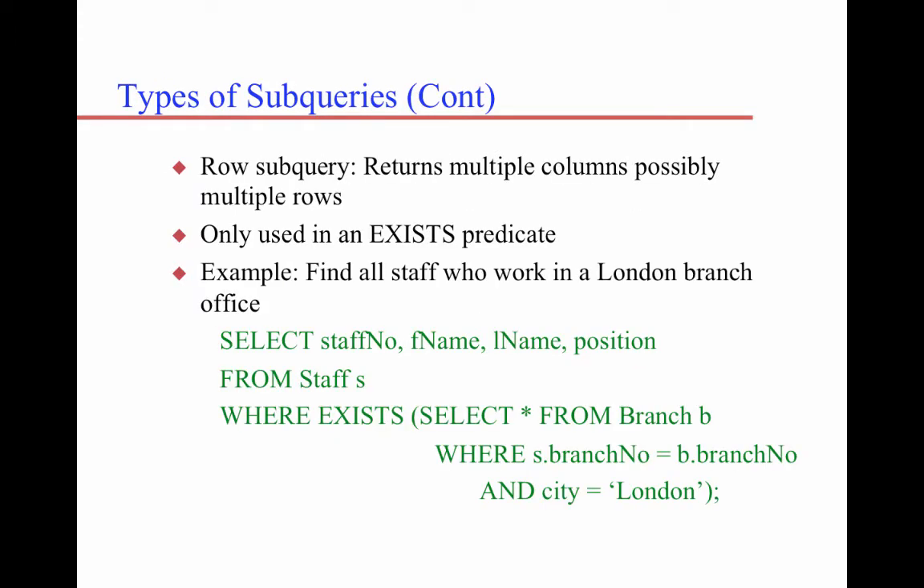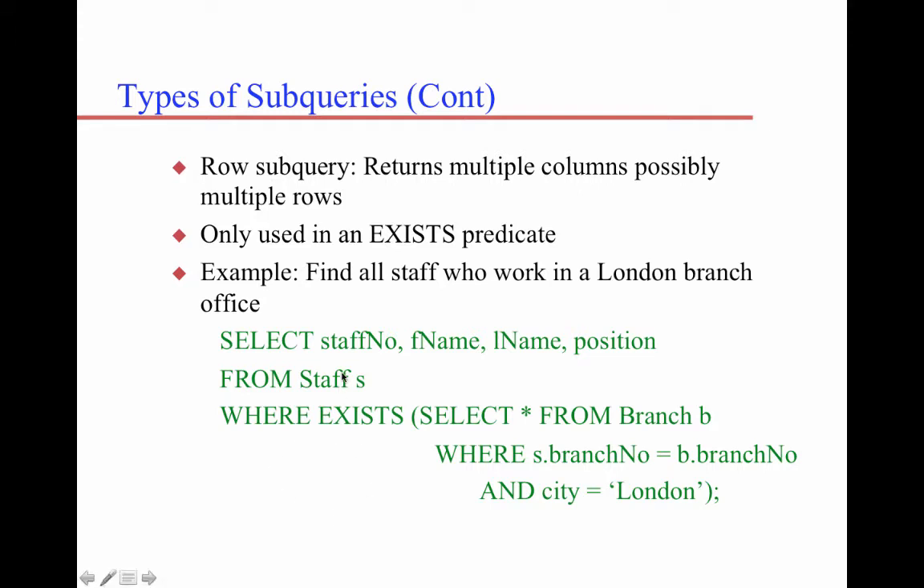So scalar subqueries were the first type. A second type of subquery is a so-called row subquery. The book kind of skated over row subqueries. It said that they return a single row with multiple columns, but in reality, row subqueries can actually return multiple rows. And the only time you really use a row subquery is when you're using an exists predicate. So this is the first time you're seeing an exists predicate in the class.